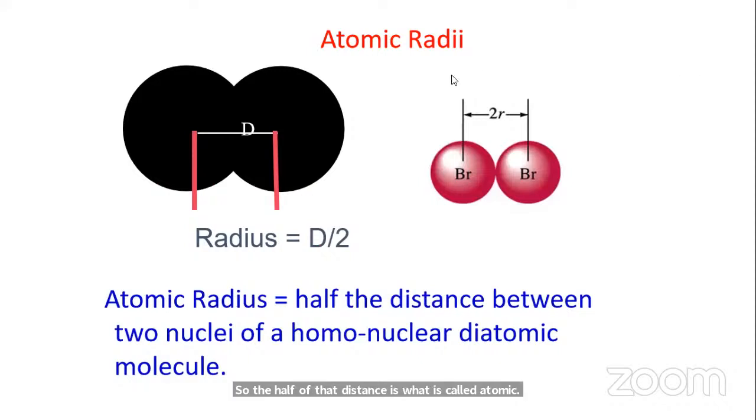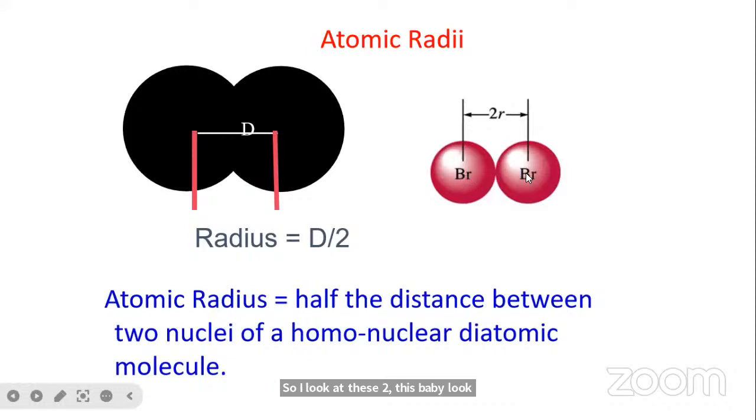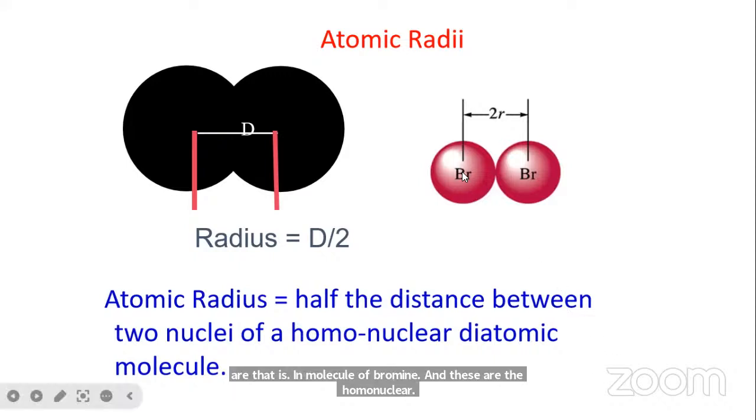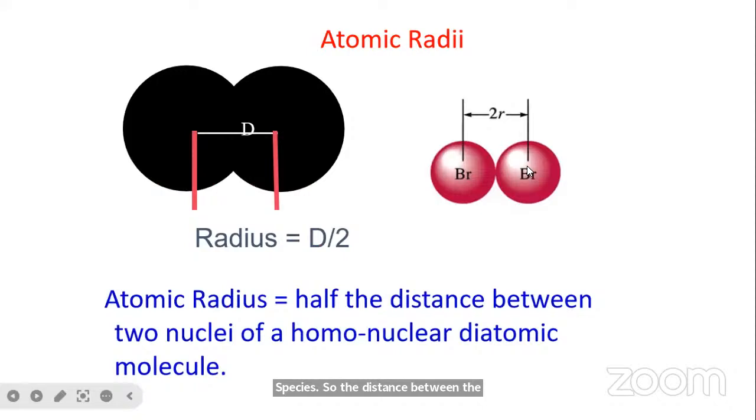So maybe look at bromine and bromine. These are two Br2. That is a molecule of bromine, and these are homonuclear species. So the distance between the nucleus of bromine 1 and the nucleus of bromine 2, that distance is twice the atomic radius, because the radius actually is the radius of one bromine atom.